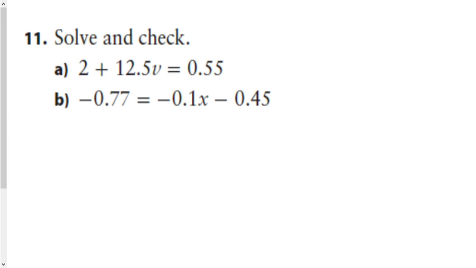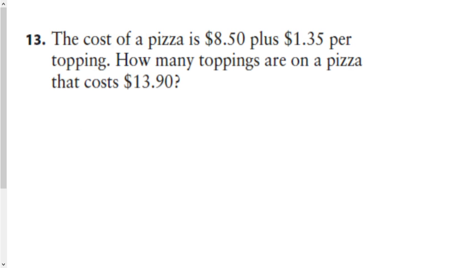Skip 10, skip 11, skip 12, start at 13. So 13 says the cost of a pizza is $8.50 plus $1.35 per topping. How many toppings are on a pizza?